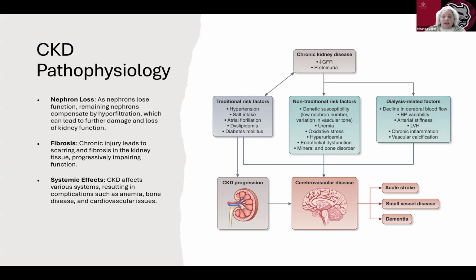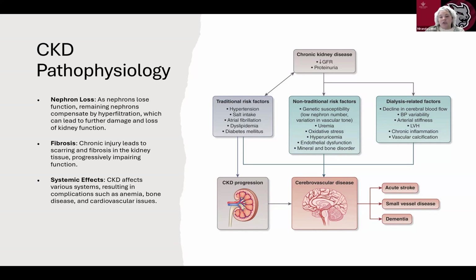So, chronic kidney disease is a progressive loss of kidney function over time, typically lasting 3 months or longer. The kidneys contain 1 million nephrons, which are the functional units that filter blood. In CKD, these nephrons gradually become damaged and die due to various causes. Remaining healthy nephrons try to compensate for the loss by increasing their workload, a process known as hyperfiltration. Initially, this may maintain kidney function, but over time, the increased workload can lead to further damage.